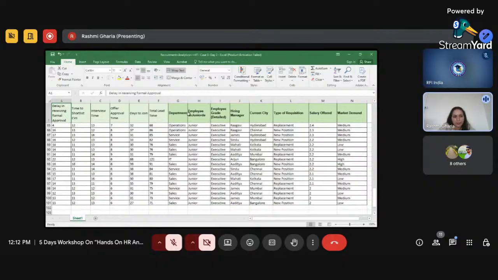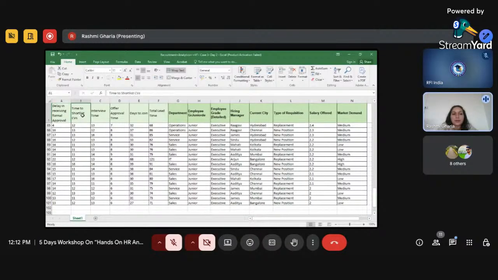This is the process given, right? Delay in receiving formal approval means the HR has not received the formal approval from the head, and that's the reason he is not able to start with the hiring process, right? So how long are they taking to receive the approval? For the first case, 4 days, 16 days, 17 days, 16 days. This way the number of days are given over here.